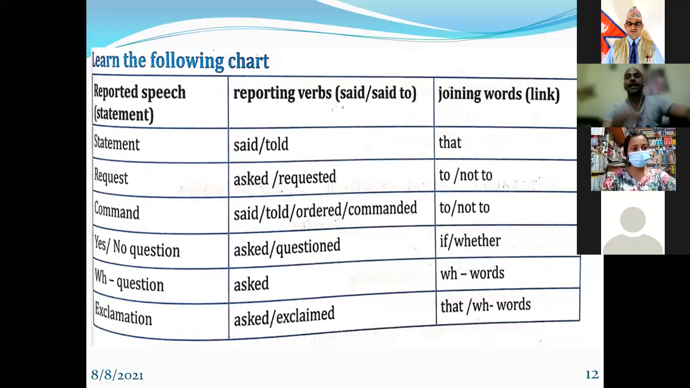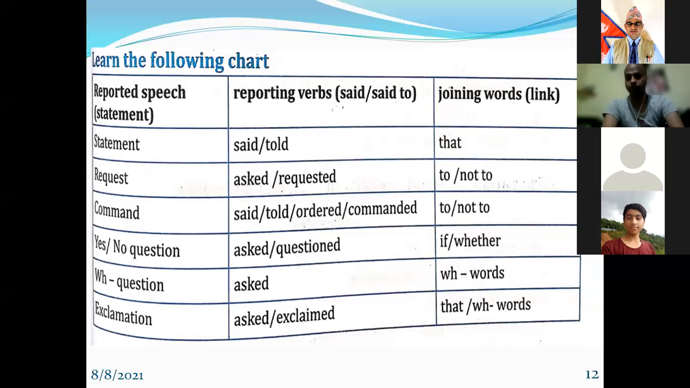Yes-no questions are joined with if or whether, whereas WH questions are joined with a WH word.